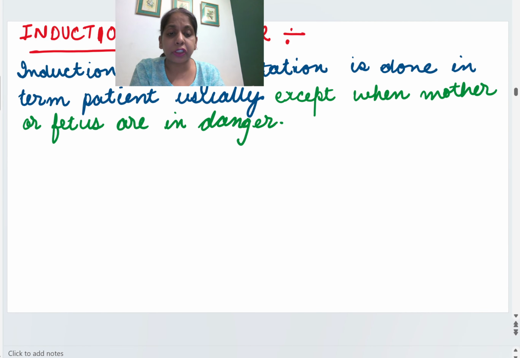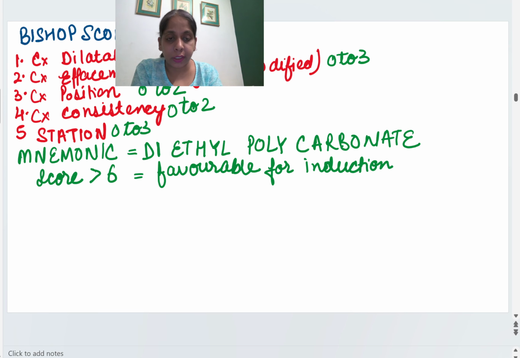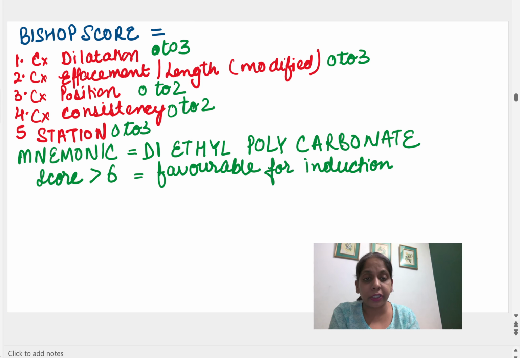So what is induction of labor? When we give certain drugs to start the labor pains. Okay, it is usually done at term, but now you know that there are some indications, for example diabetes, hypertension, in which due to some indication we have to induce early. Otherwise in most conditions we induce the labor at term. Okay, so before inducing we should know what is the Bishop score of the patient, right?